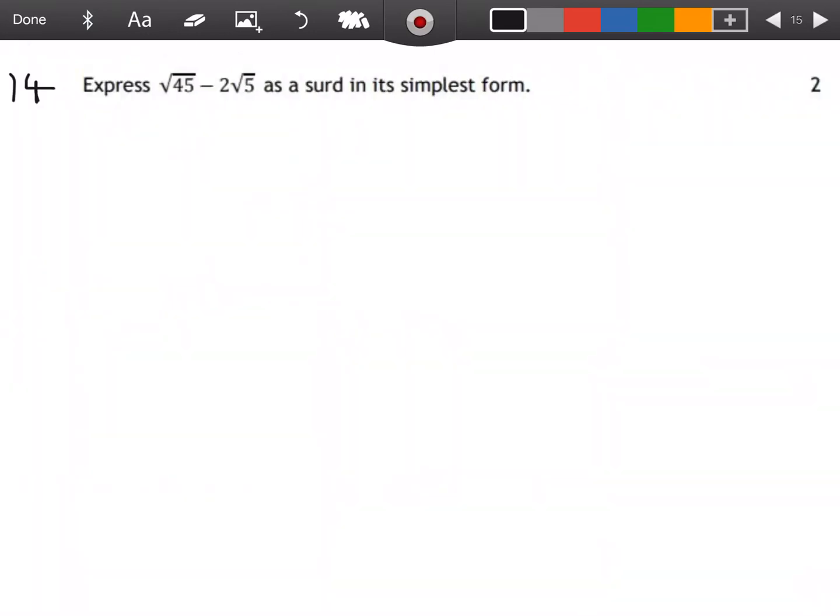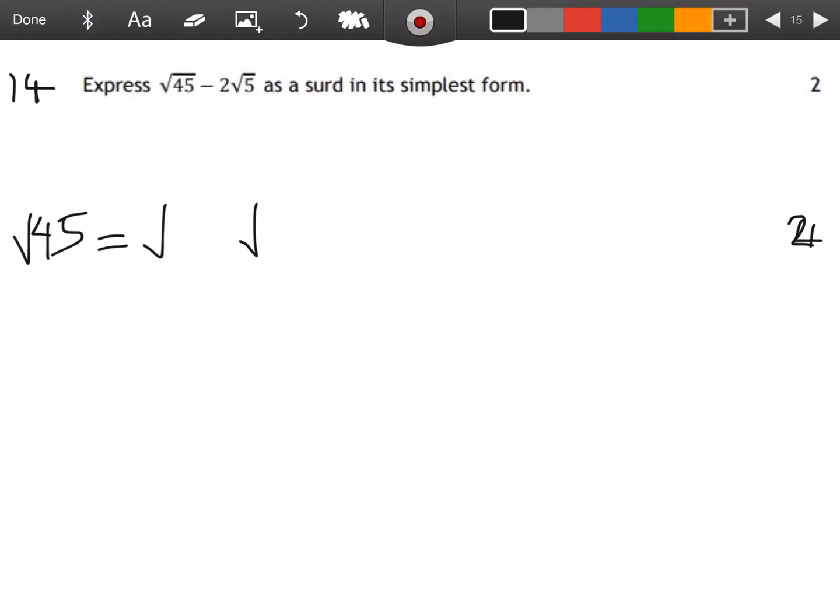This is the last one. Simplify the surds. So, root 45, I'll do that first. Two numbers that multiply to 45, and one is a square number. Think of your square numbers. If you don't know your square numbers, write them down.